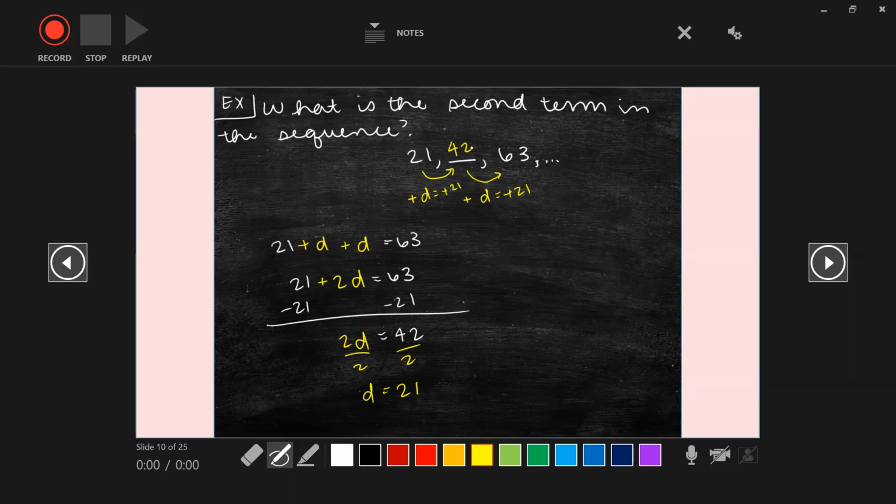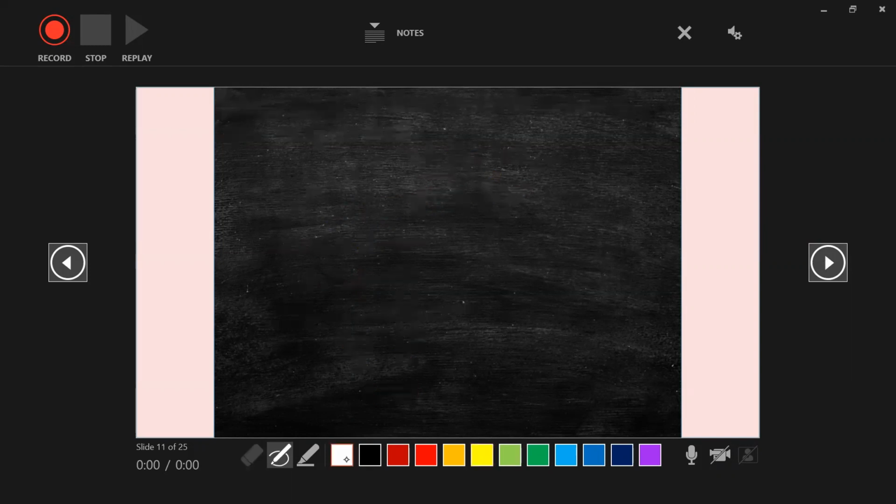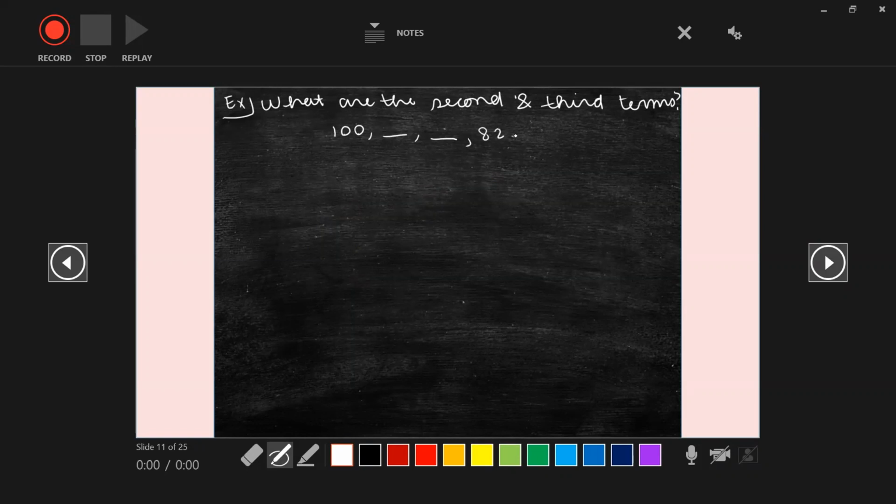I'm going to let you guys do an example, and it's going to be a little bit different. It's going to ask you about the second and third terms of the arithmetic sequence. So for example, what are the second and third terms? What are the second and third terms? And you are given the sequence 100, blank, blank, 82. I almost said the answers out loud.